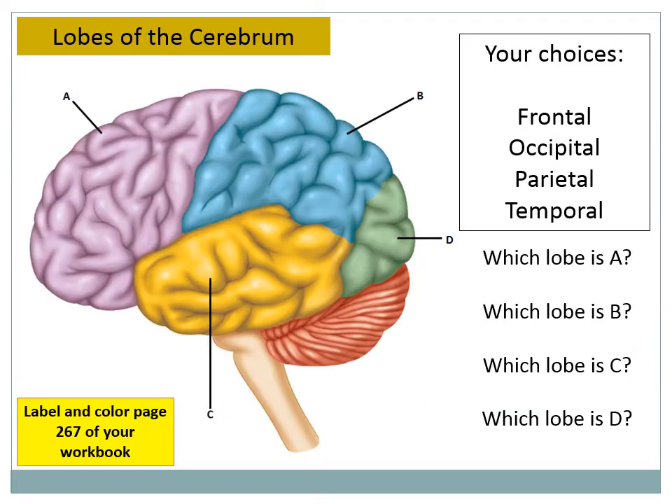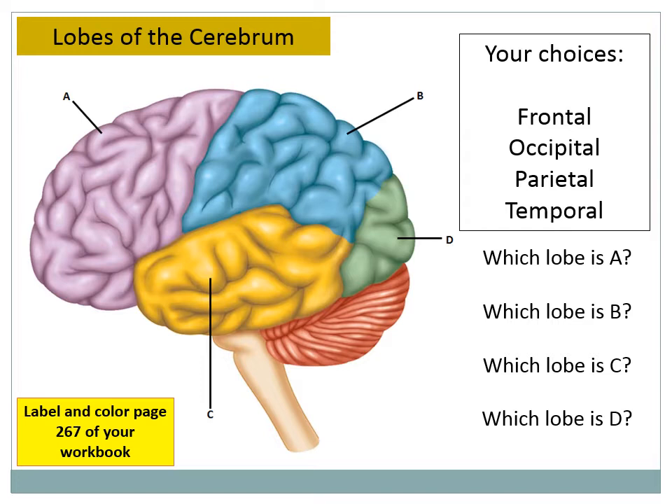We do have lobes of the cerebrum, and this is super duper hard. I don't know if we'll be able to handle it here. So we have 4 different lobes of the cerebrum. They are frontal, occipital, parietal, and temporal. Hopefully you're like, of course they're frontal, occipital, parietal, and temporal. Hopefully it reminds you of the bones and of the muscles as well.